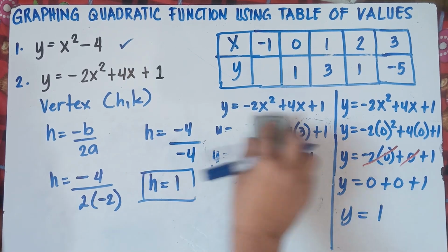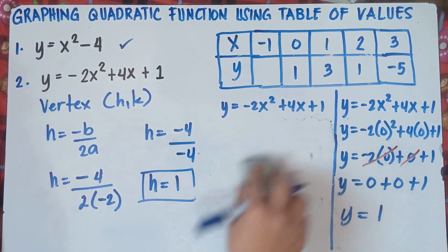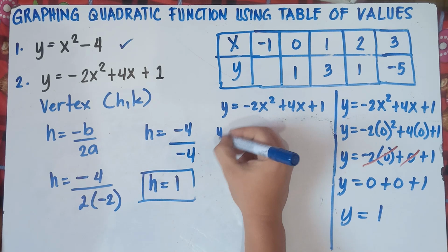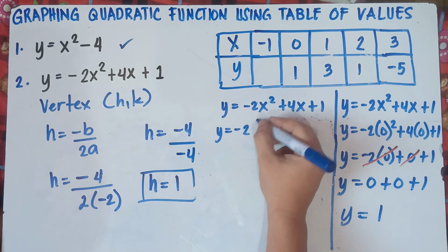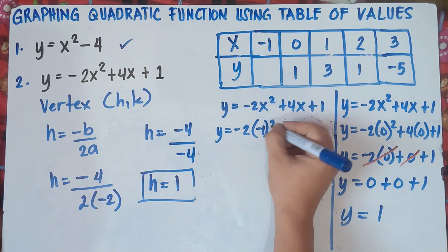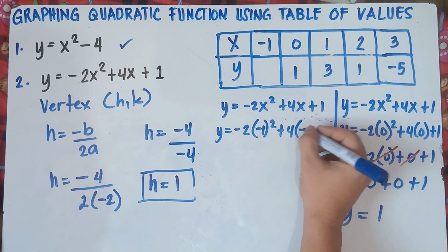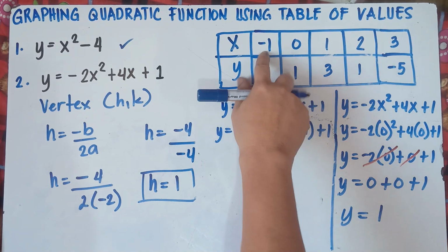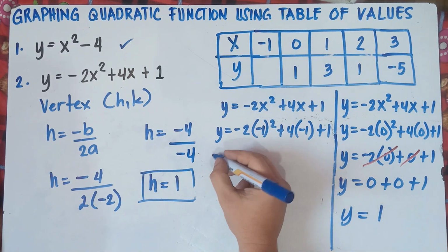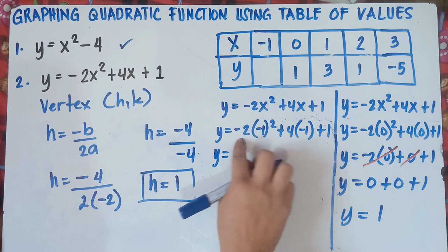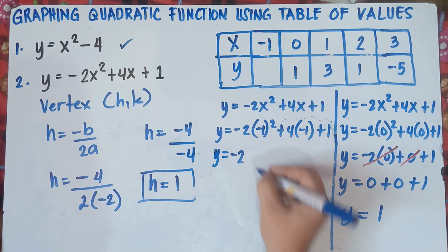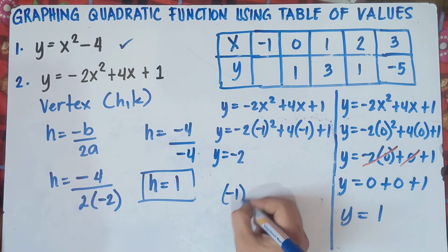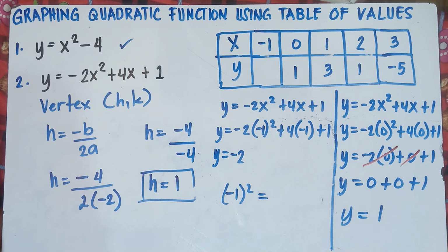Alright, and then the last part. If our x is negative 1. So this is y equals, copy negative 2, your x is negative 1 squared, plus 4, then x is negative 1, then plus 1. Simply substitute negative 1 for the x values, class. So y equals, once again, do not multiply: copy negative 2, then negative 1 squared. What do you mean by negative 1 squared? Negative 1 squared means negative 1 times negative 1. Negative 1 times negative 1, that is positive 1.